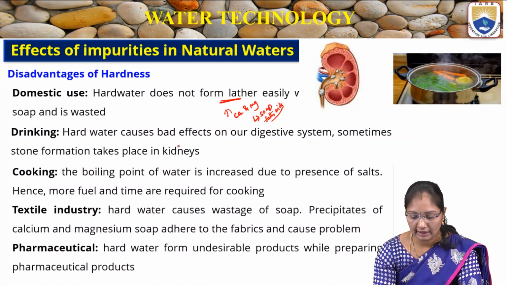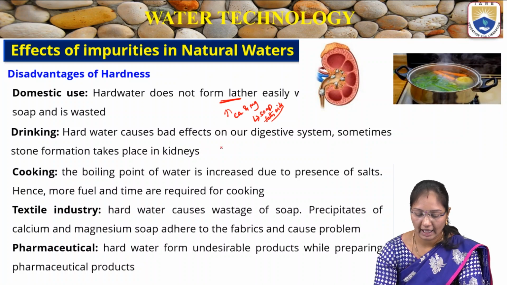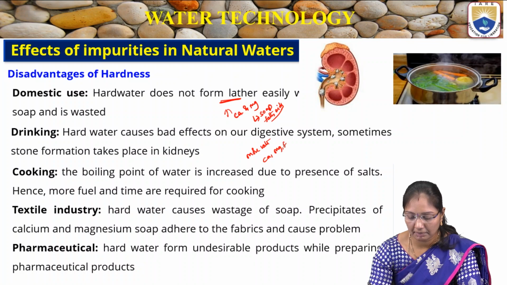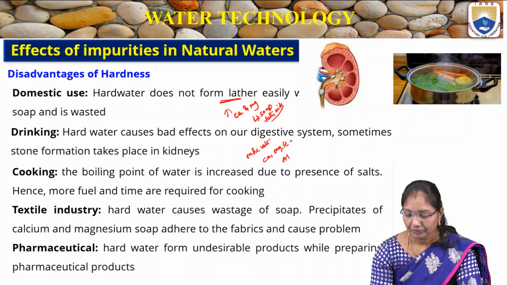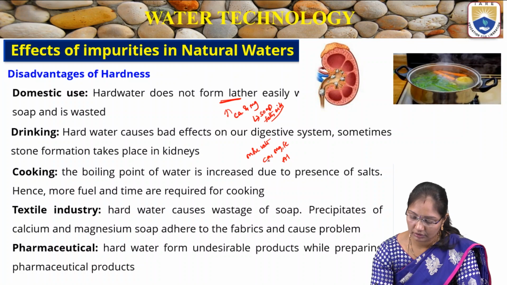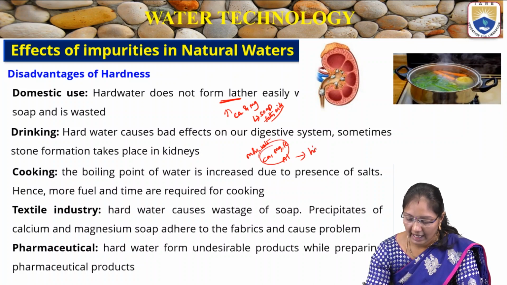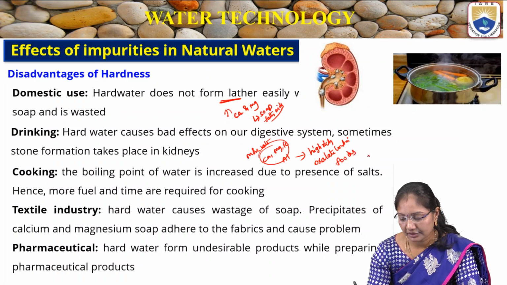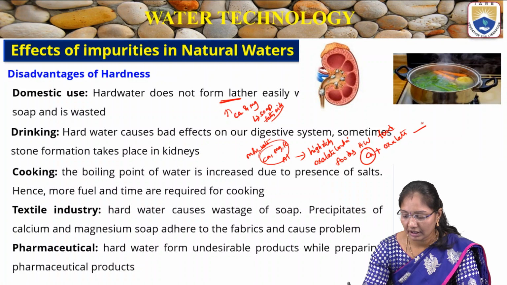Hard water also causes bad effects in our digestive system. More salts like calcium, magnesium, iron and aluminum silicates cause damage to our digestive system. Generally, when hot water with these salts is mixed with oxalate-rich foods, the calcium present in the hot water and the oxalate from the food give rise to calcium oxalate.